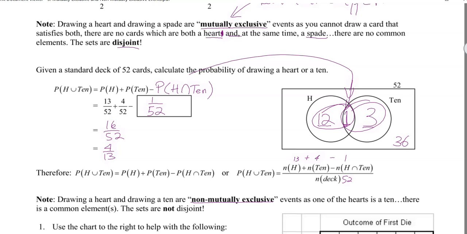Non-mutually exclusive says both can happen, right? In this case, there is a heart which is also a 10, the 10 of hearts. There is a common element or elements. The sets are not disjoint, right? And basically, the intersection has something in there.